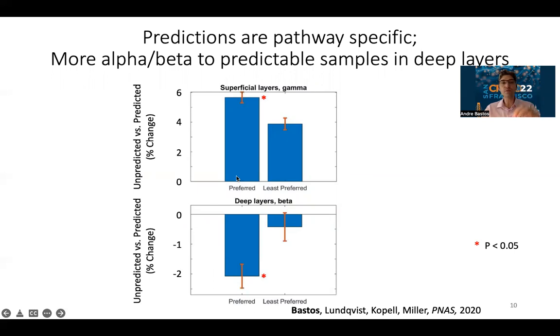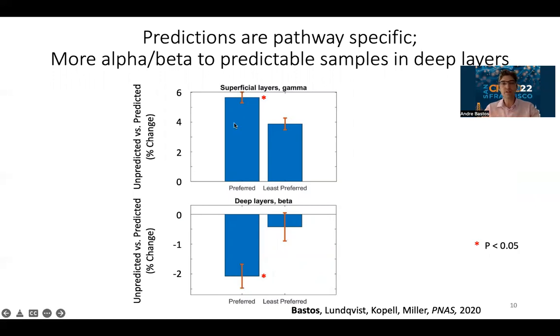Now, in addition to that, we also did an analysis where we looked at whether the neuronal selectivity modulated this effect. So we separately analyzed neurons that preferred the sample that was being predicted compared to neurons that did not prefer the sample that was being predicted. The idea here being, does prediction reach down to the appropriate neural ensembles that need to be enhanced or inhibited? And the answer is yes.